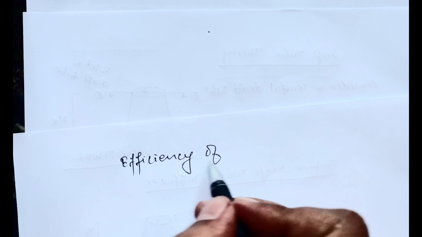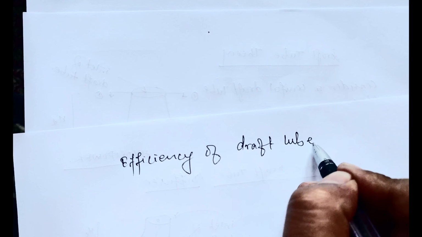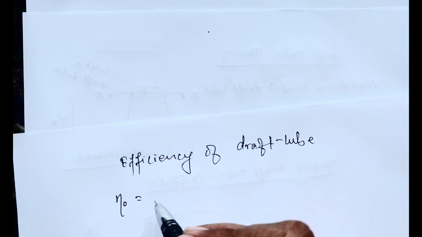Now let's talk about the efficiency of draft tube. The efficiency of draft tube equals actual conversion of kinetic head into pressure head divided by kinetic head at the inlet of draft tube.